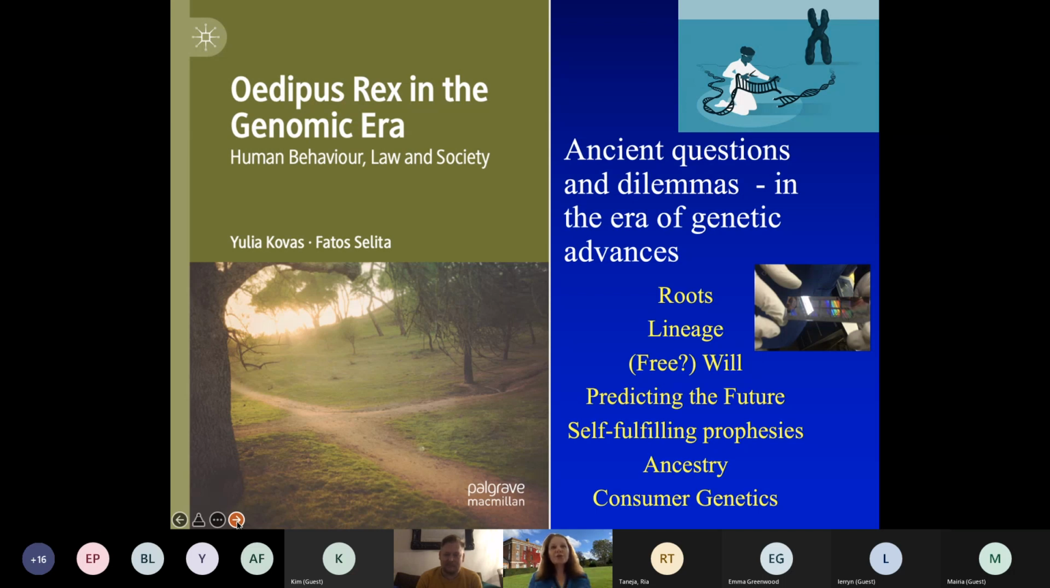And so there are many interesting ancient questions that we can ask about humans. Things about roots and lineage and ancestry, and things about free will and predicting the future or self-fulfilling prophecies. These are all dilemmas that have been described in ancient texts, for example, Sophocles' famous tragedy, Oedipus Rex. But what I want to suggest is that all of these interesting phenomena in humans can be re-examined today with the knowledge that we are gaining from genetic science.